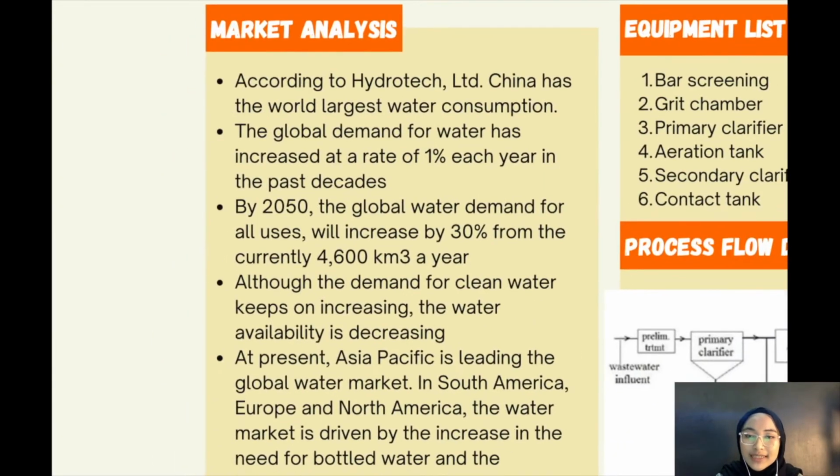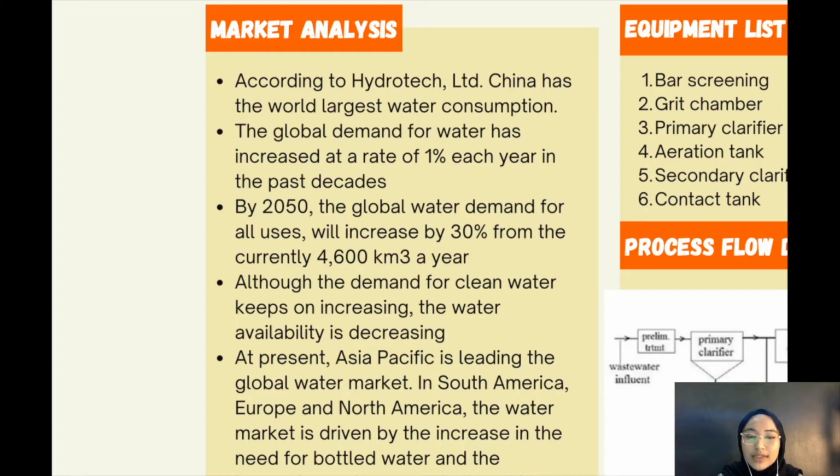China has the world's largest water consumption, followed by the USA. This is supported by the fact that the customers, which are their citizens, have the need to consume clean water. China and America are two of the most populated countries in the world, so the need for clean water increases tremendously. The 2018 edition of the World Water Development Report by the United Nations stated that the global demand for water has increased at a rate of 1% each year in the past decades.